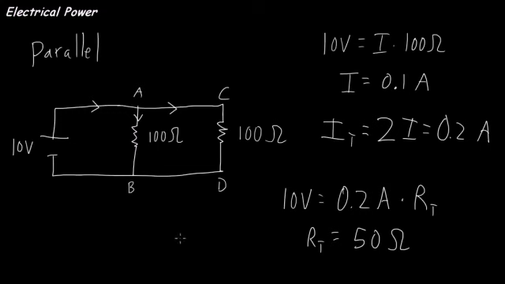But if you have things in series, the current is constant all the way around. It's the voltage that changes. So here we have constant voltage, variable current, depending on the resistors. In series, we have constant current, variable voltage, depending on the resistors.